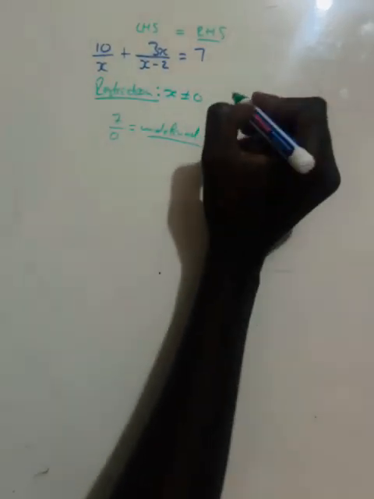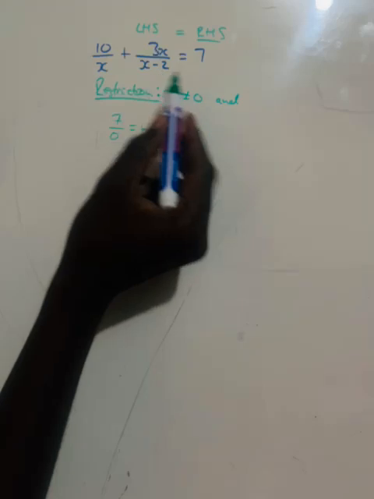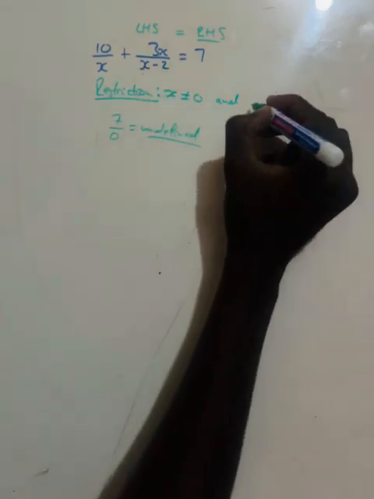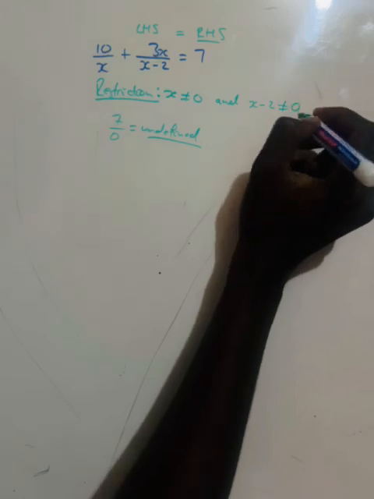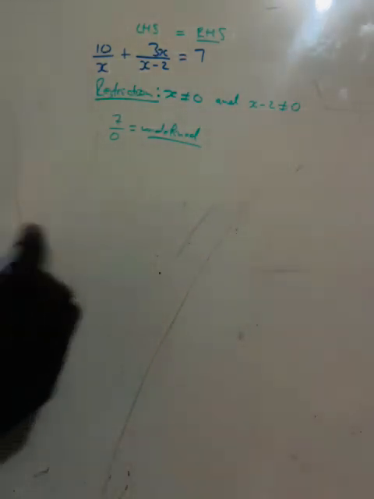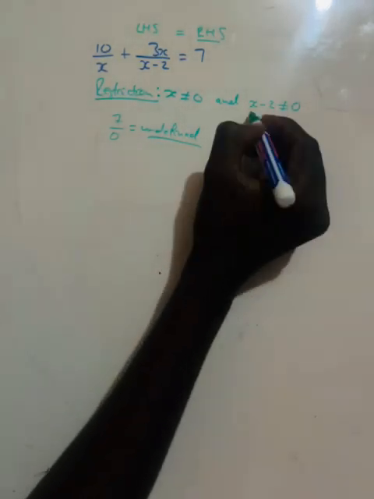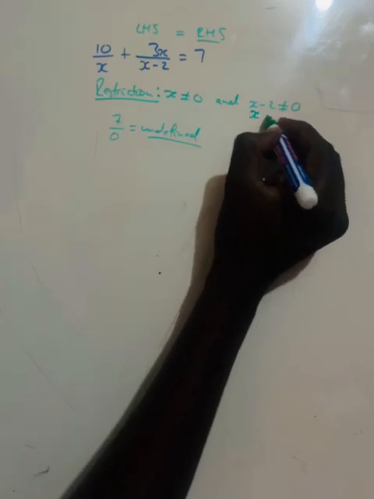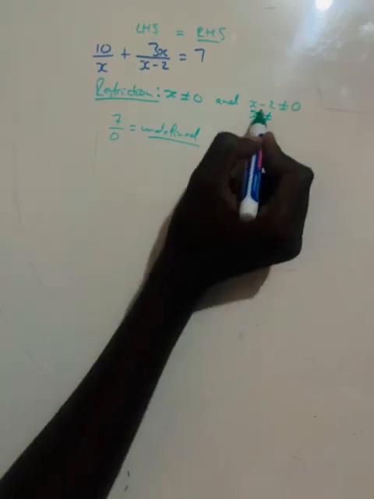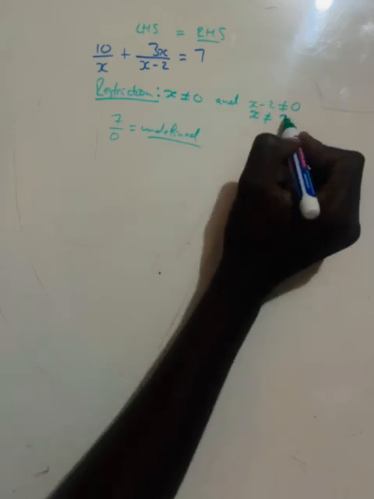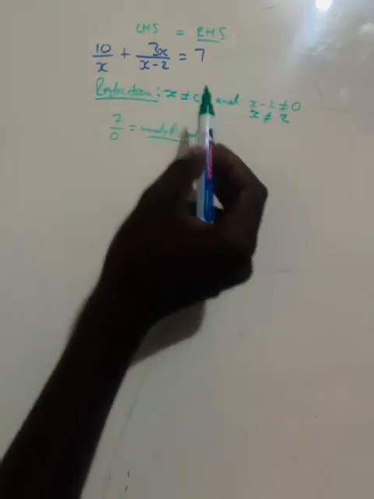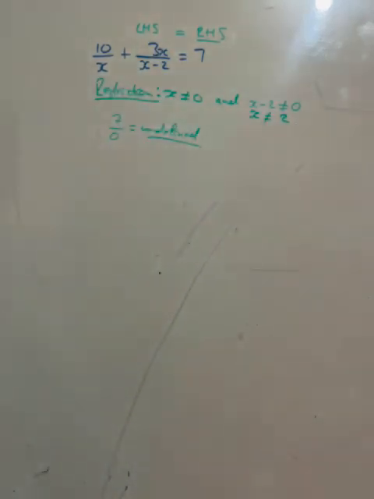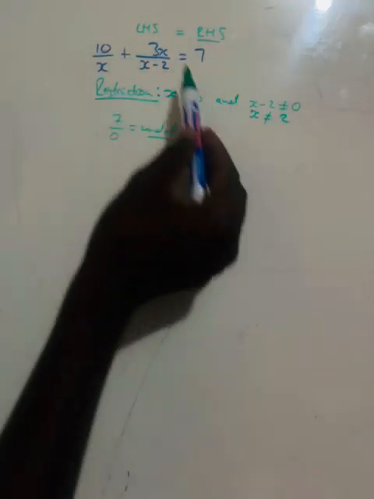But what else do we have? We write "and". We also have x minus 2. We also say that x minus 2 cannot equal 0. What does that mean? It simply means that here we've got a minus 2, so our x should not be equal to the opposite of a negative 2, which is a positive 2. So if we solve for x and find a positive 2, we must know that the positive 2 will make this undefined. So the first part is the restriction.